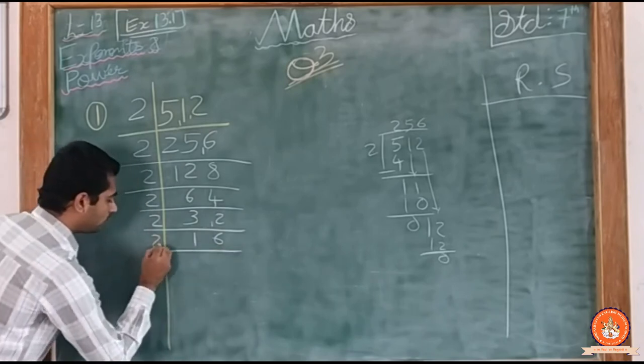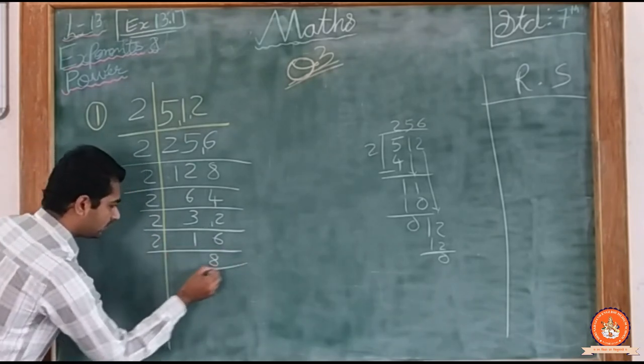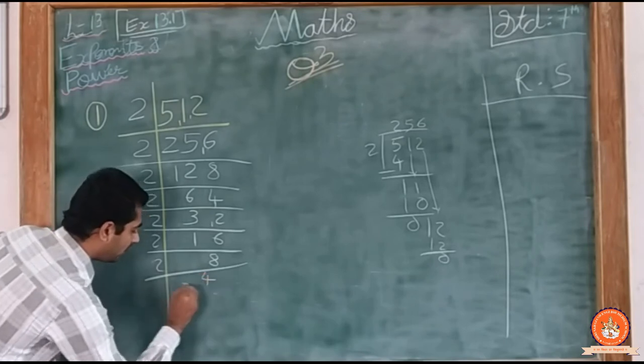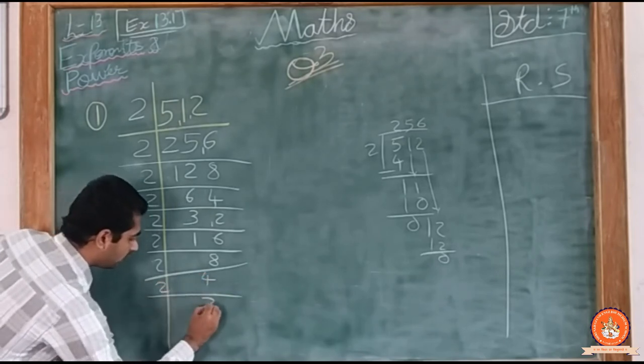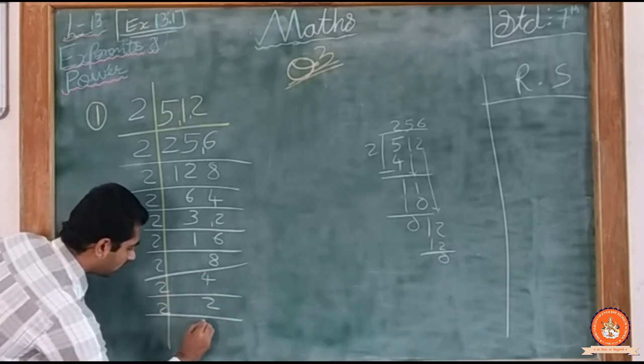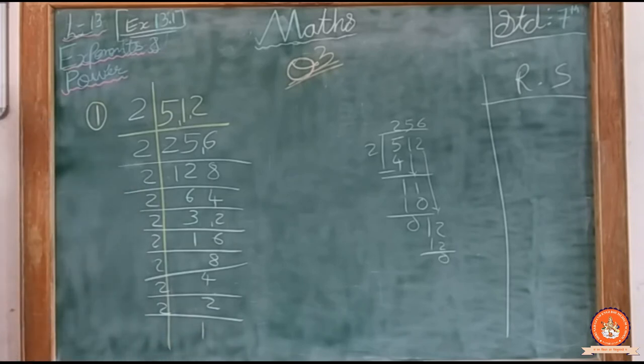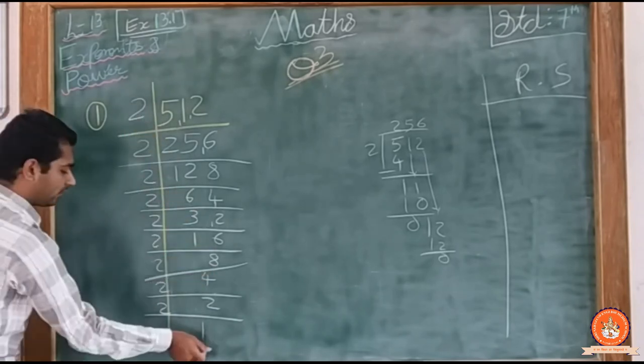Again dividing by 2. 8 2s are 16. 2 4s are 8. 2 2s are 4, and then 2 1s are 2. Done. So here I get the 1.